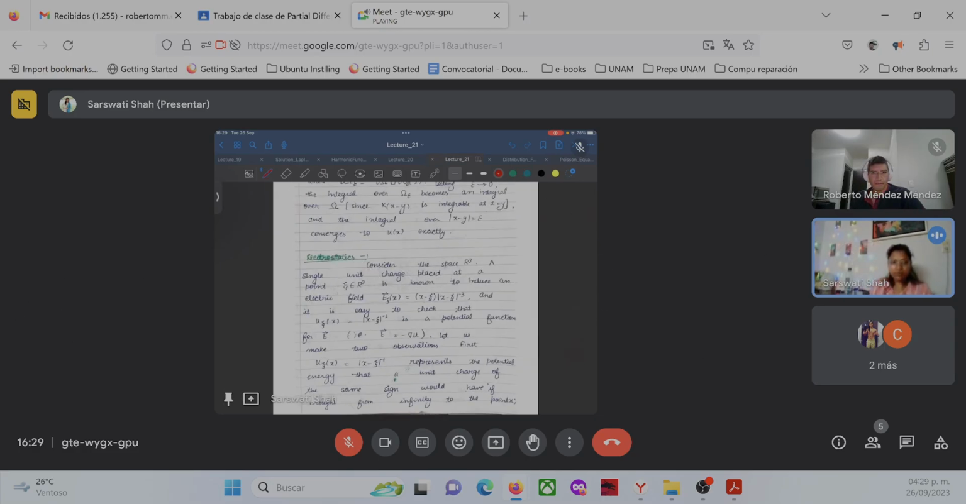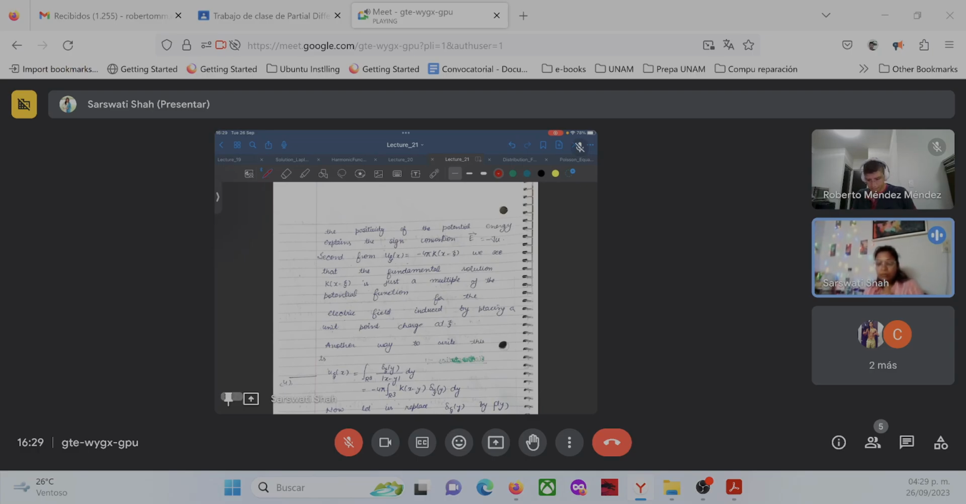So what is the first observation? If this is the potential, it represents the potential energy that a unit charge of the same sign would have if brought from infinity to the point x. Then the positivity of the potential energy explains the sign convention E equals minus the gradient of U. This is why we are keeping this minus sign, so that the electric field will also be positive, because if we do not keep the minus sign in front, then the electric field will be negative.